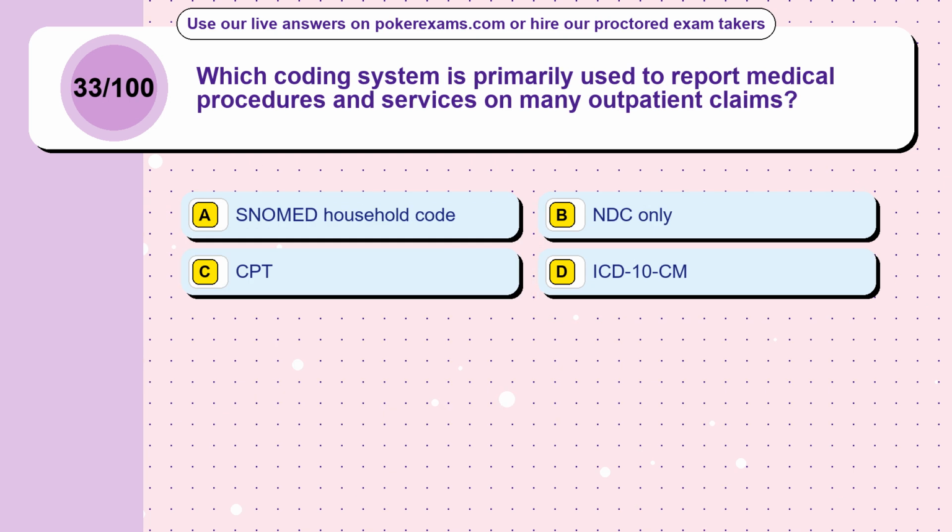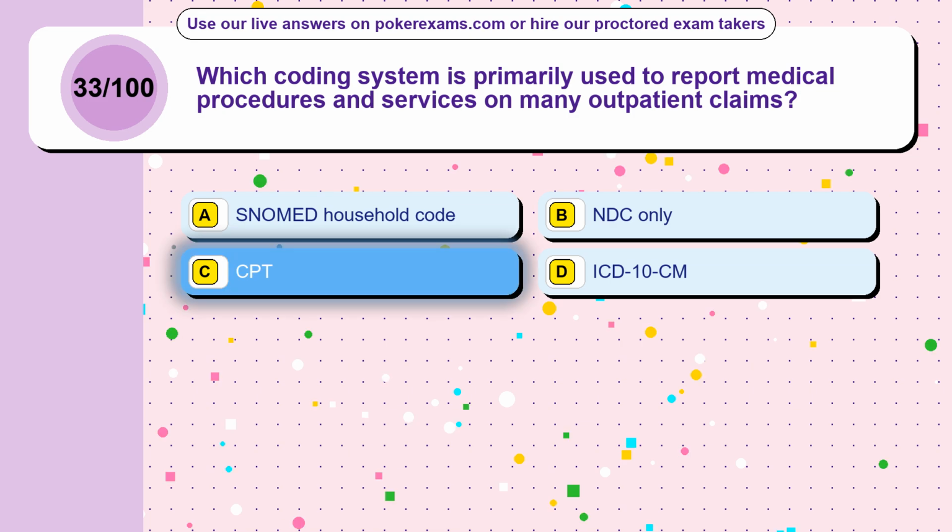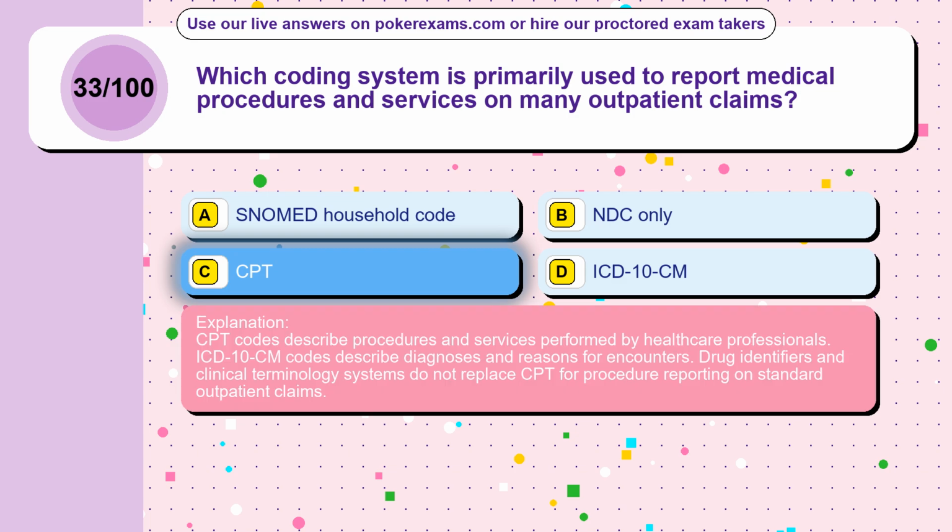Question 33. Which coding system is primarily used to report medical procedures and services on many outpatient claims? Option A. SNOMED Household Code. Option B. NDC only. Option C. CPT. Option D. ICD-10-CM. The correct answer is option C. CPT. CPT codes describe procedures and services performed by healthcare professionals.